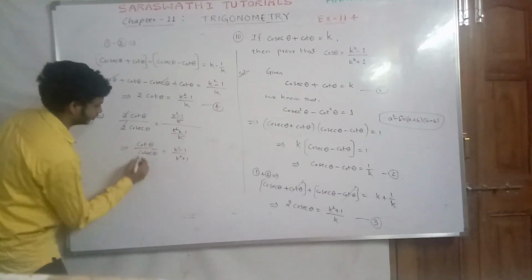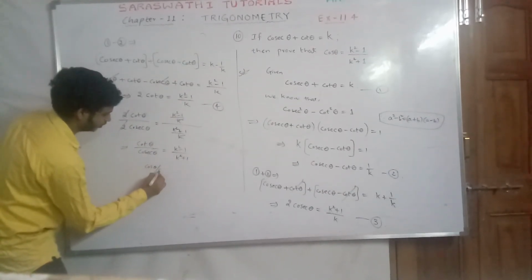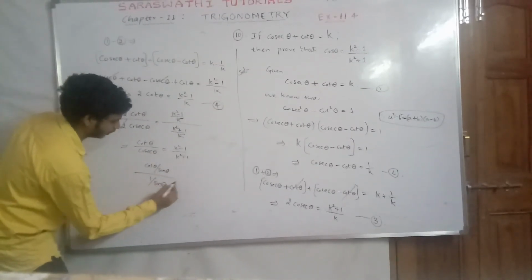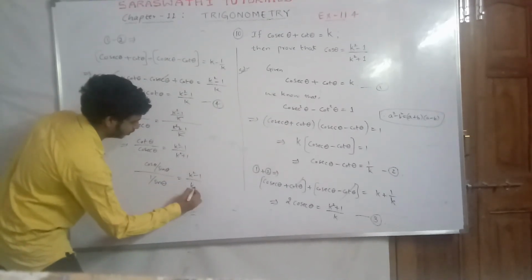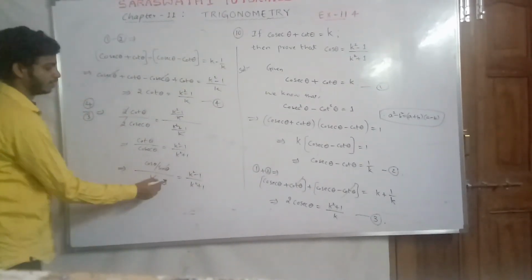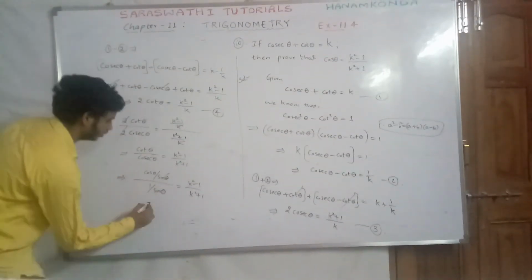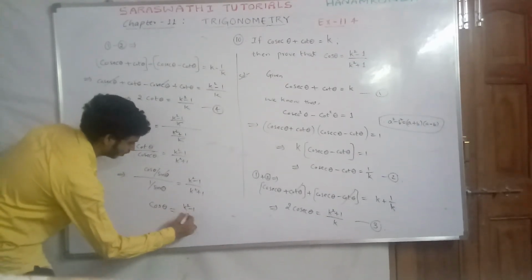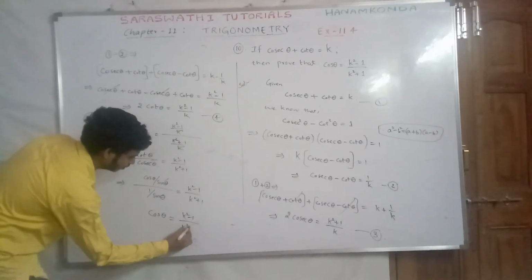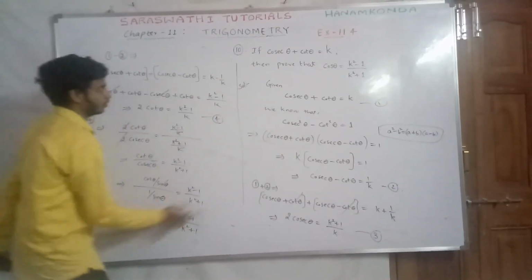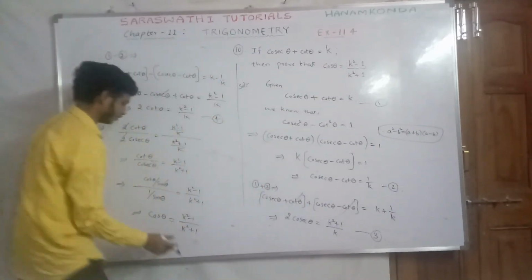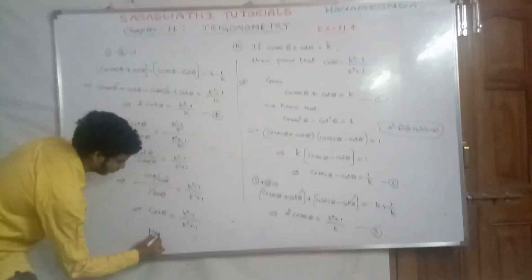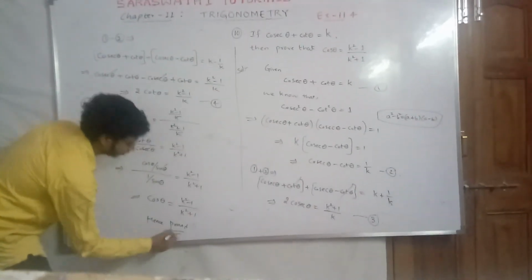Cot theta can be written as cos theta by sin theta, and cosec theta as 1 by sin theta, equal to k square minus 1 by k square plus 1. Here sin theta in both denominators is the same and gets cancelled, so cos theta by 1 remains, which is cos theta. So cos theta equals k square minus 1 by k square plus 1. This is the required proof. We had to prove cos theta equals k square minus 1 by k square plus 1. Hence proved. This is the answer.